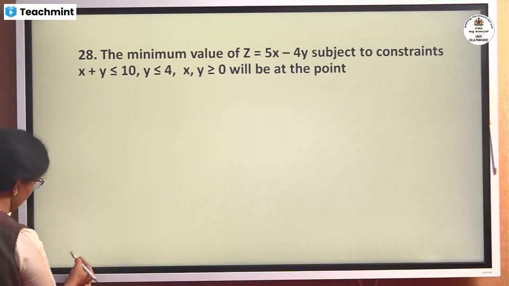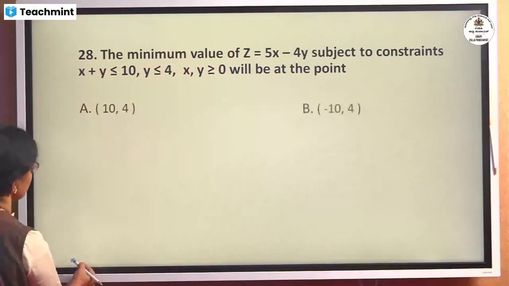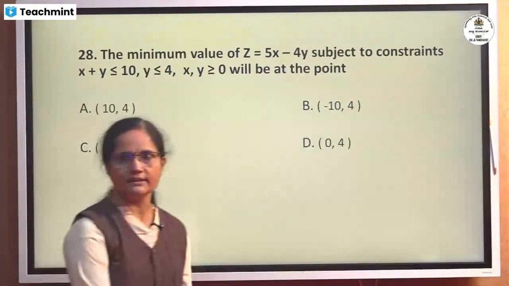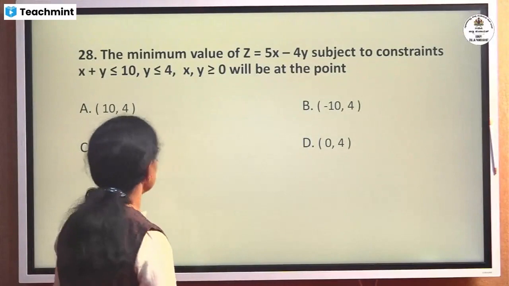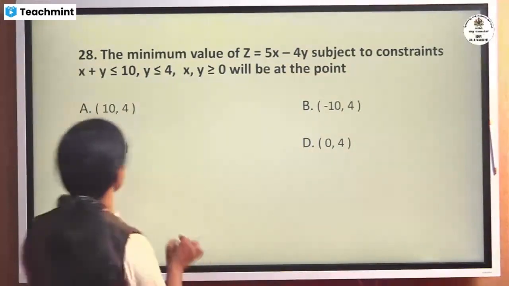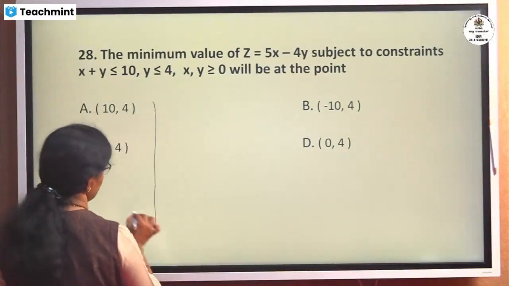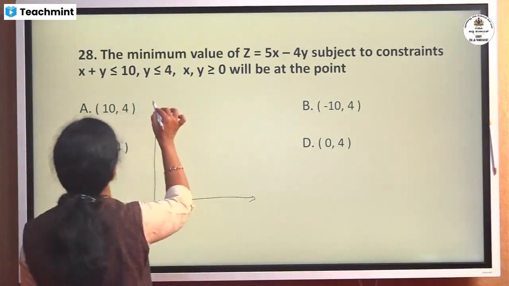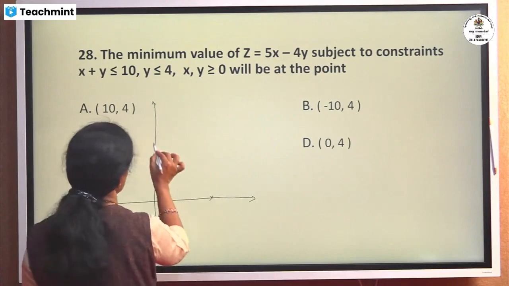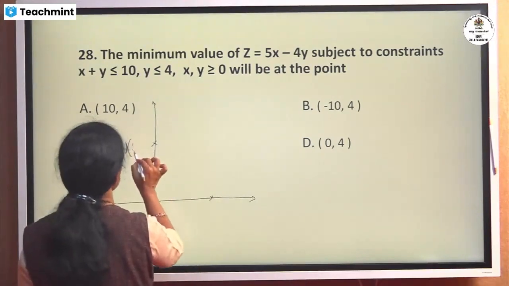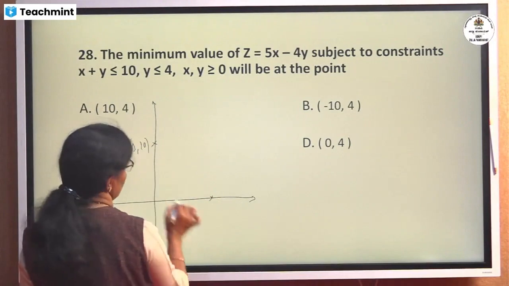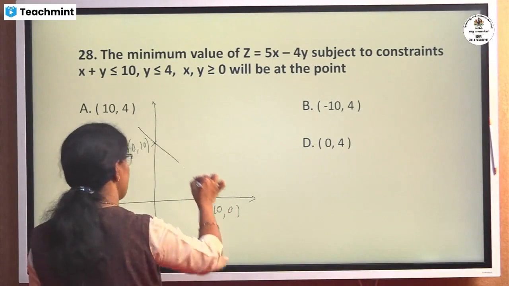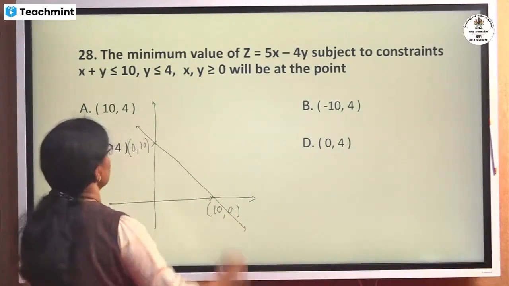the 28th question, and the options are like this. Here also you have to draw the graph, no other options, I think. So you have to find the point of minimum, therefore go for the graph. x plus y is equal to 10 means it is very easy. Here 0, 10 and here 10, 0 are the points to join this line, so that you will get the equation.